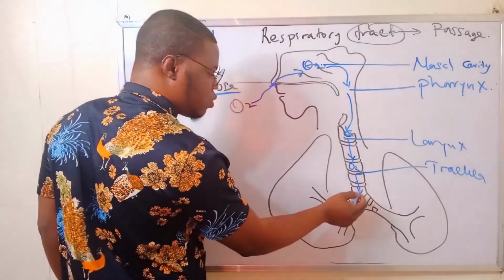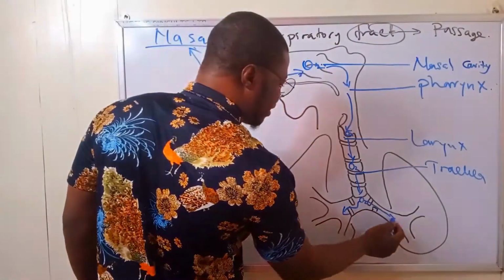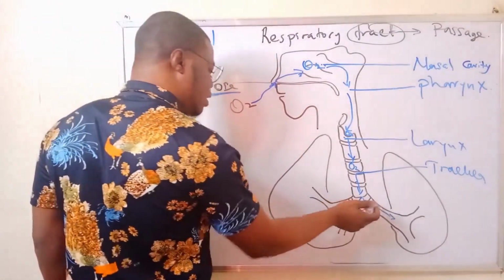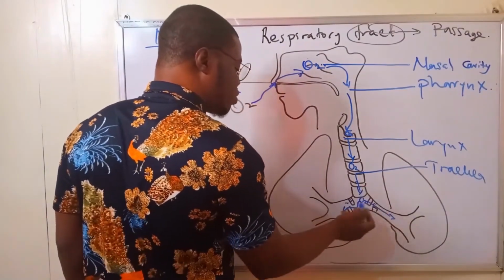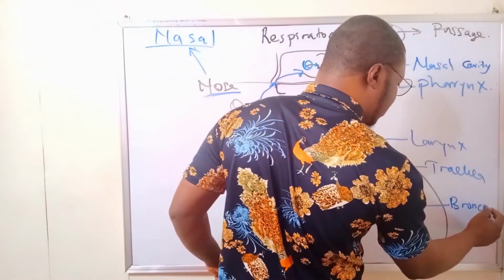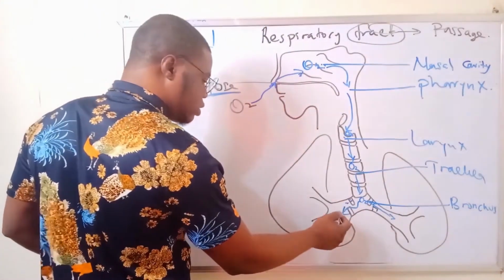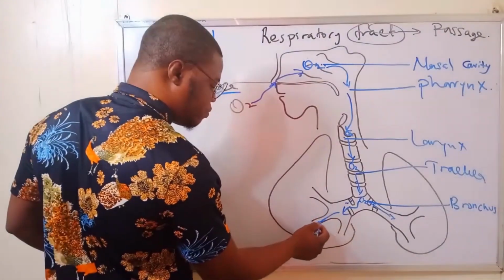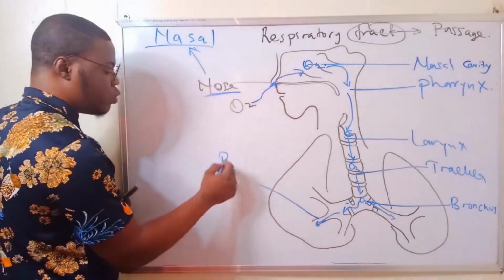And from there, it continues downwards, and it will bifurcate at this region. We'll talk about that very well later. So into two branches. And these two branches from the trachea are called bronchi. Bronchus for singular, bronchi for plural. And from the bronchus, it's going to enter into smaller branches of bronchus, and those smaller branches are called bronchioles.